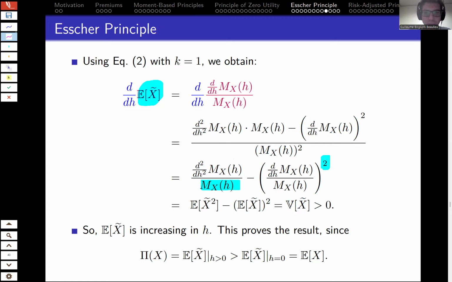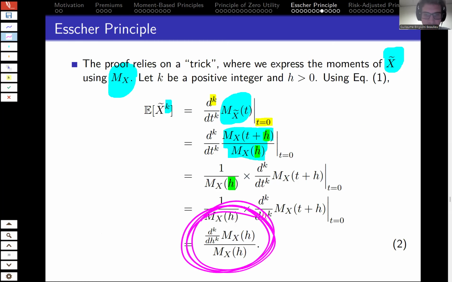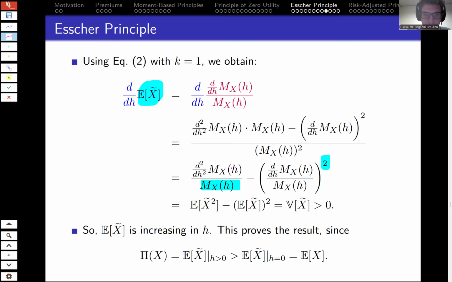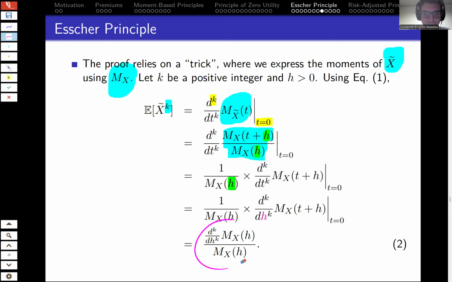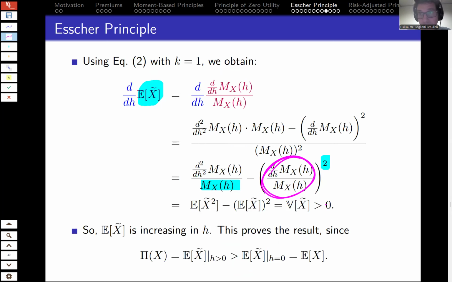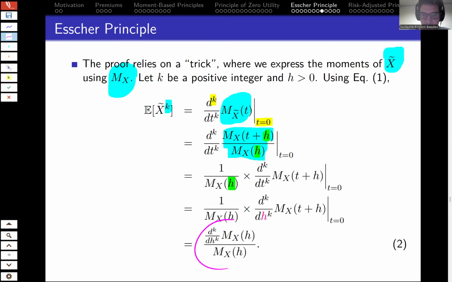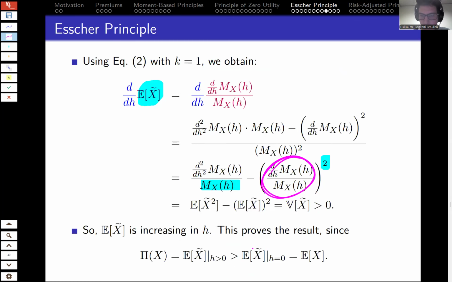And why we do that is that now we recognize, because of our property that we spent some time obtaining, this thing is the second moment of x tilde. Oh yes, you have the second derivative of mx divided by mx. So here, if you look at that, second derivative would give you the second moment of x tilde. And here we have the first moment of x tilde, again using this equation. So first moment of x tilde square, well, we have this. What is this? The variance of x tilde.